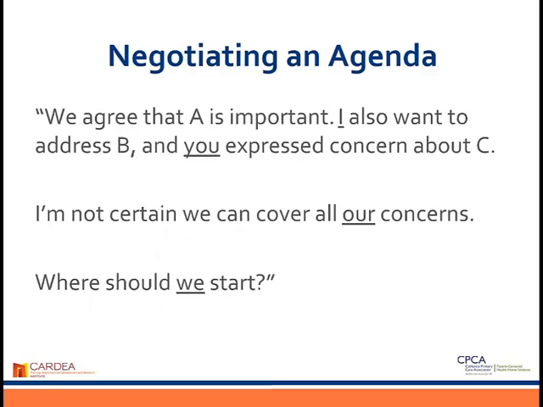Negotiating an agenda could go something like this. We agree that A is important. I also want to address B, and you express concern about C. I'm not certain we can cover all of our concerns. Where should we start?